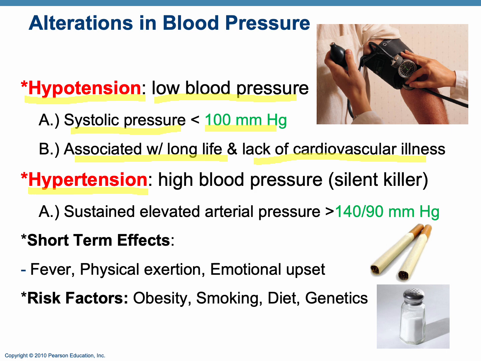Hypertension, hyper referring to something elevated, high blood pressure. Considered to be a silent killer because it can lead to many different types of heart issues. And if this is sustained for a period of time, this is not good if it's greater than 140/90.